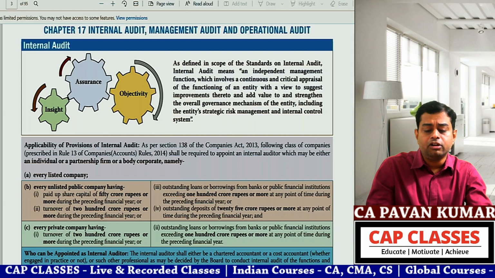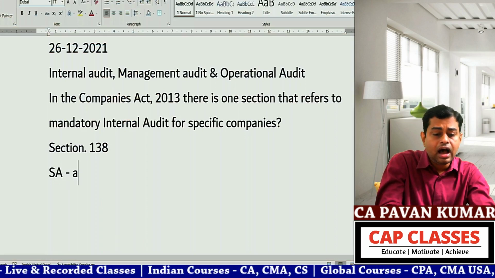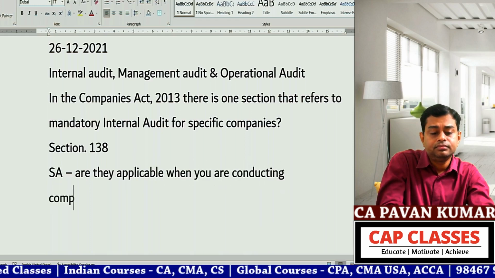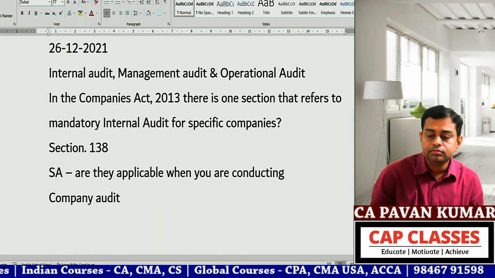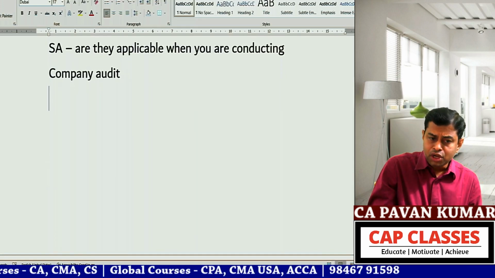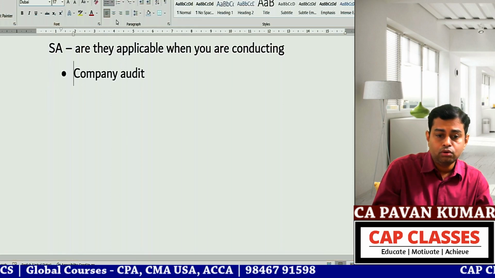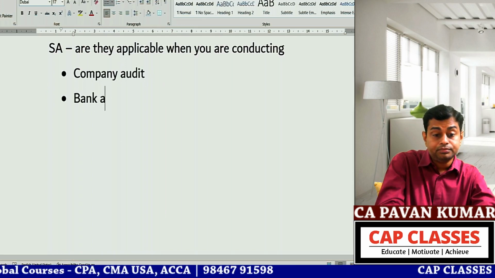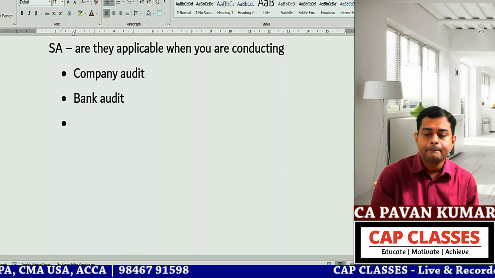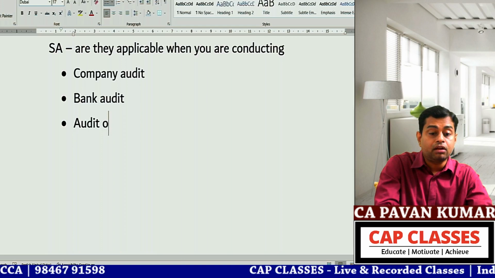Madam, I have one general knowledge doubt. These standards on audit are there, no? SA, normal standards on audit. Are they applicable when you are conducting company audit? Guys, all of you. My question is, we have standards on audit. So do you need to apply standards on audit when you are conducting company audit? All of you respond yes, correct. What about bank audit? If you are conducting bank audit, do you need to comply with SA? What about audit of proprietor firms or partnership firms?